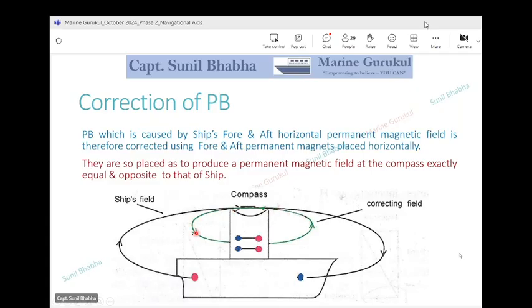And you can see that the direction of the correcting field is opposite to the direction of the deviating field. So when you place these corrector magnets in the binnacle in the fore and aft direction with their poles opposite to the poles of the ship, forward of the ship has a blue pole, forward of this corrector has a red pole. So with the poles opposite to the poles of the ship, they generate an opposite field, thus correcting the deviation caused because of permanent B.